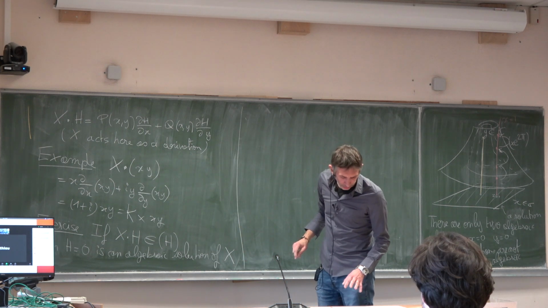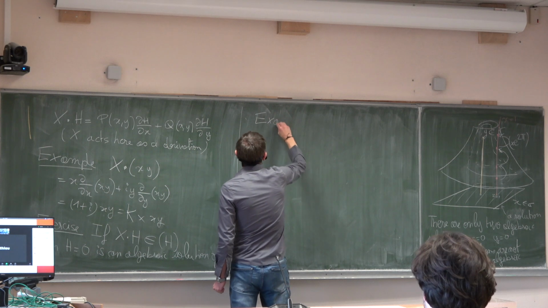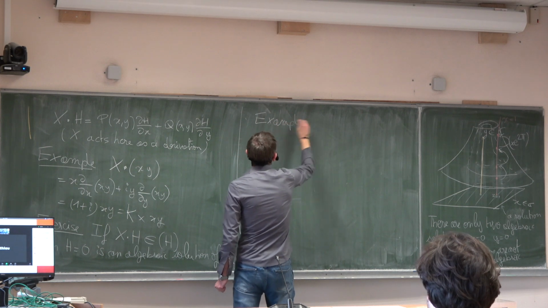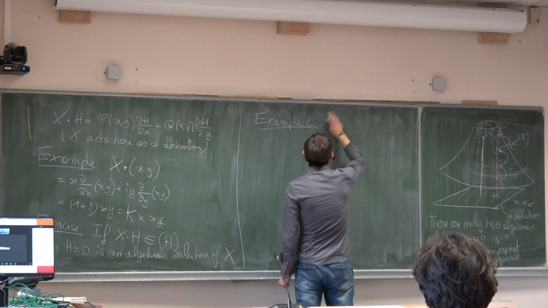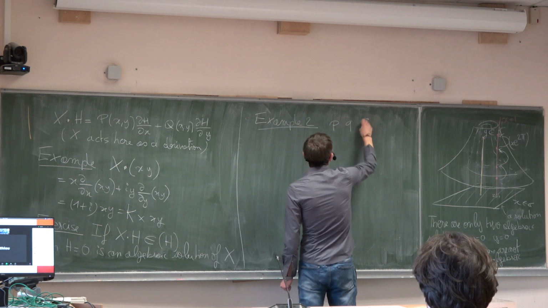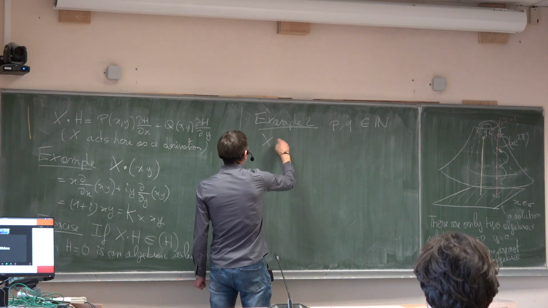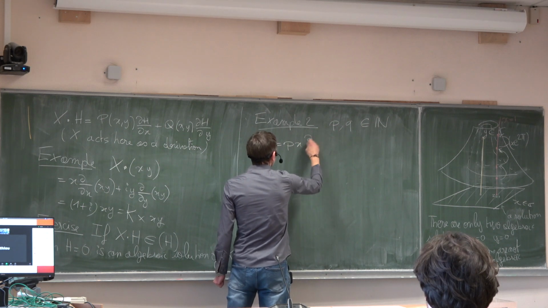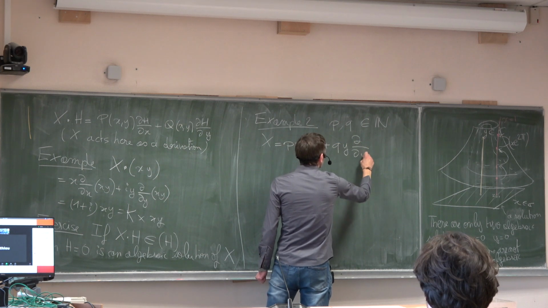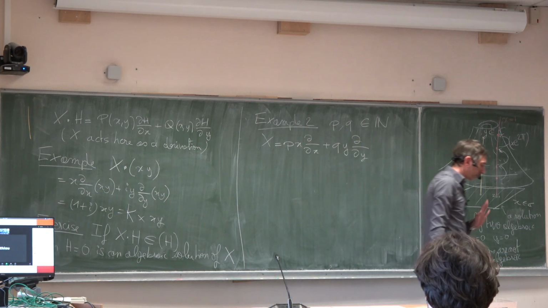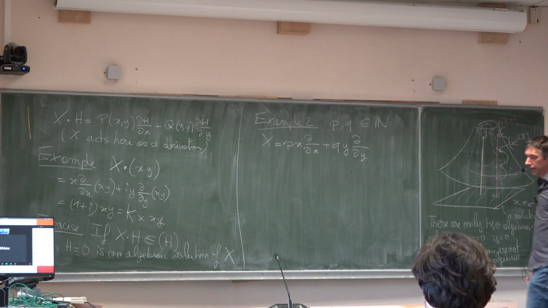So the second example is, again, a linear example. So I write, let P and Q be two integers, and you look at this linear vector field. So again, this is a very, very simple situation. I get a linear vector field. P and Q are integers.